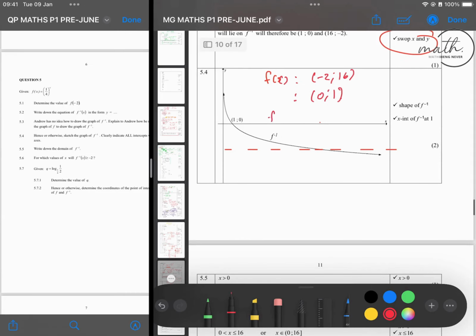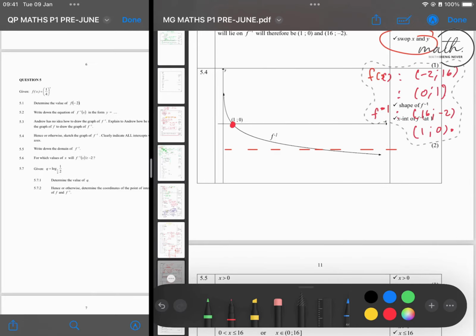So that's the original. That means for the inverse, according to what we said on 5.3, you can just swap the points. That means you want to have 16 and -2, and 1 and 0. So you just have to plot those points. The first one, 1 and 0, is going to be here. And then the other point is 16 and -2. So the x is 16, and let's say this is our -2. So the other point will be there. Then you just join them.